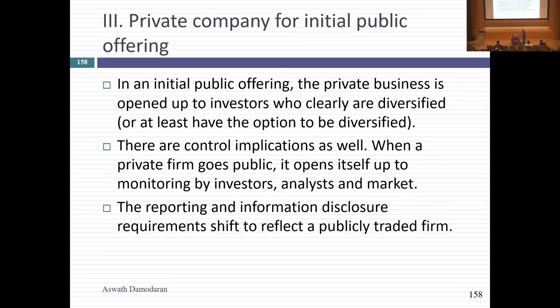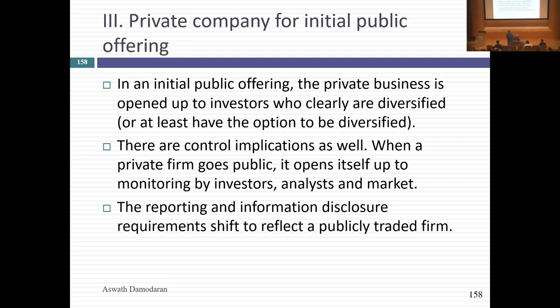So let's look at the third scenario. Private company valuation as a lead-in to an initial public offer. So now you're valuing the company not because you want to sell to a private buyer or a public buyer, but because you want to go public. So I want to talk about the issues that come up when you value companies ahead of IPOs.